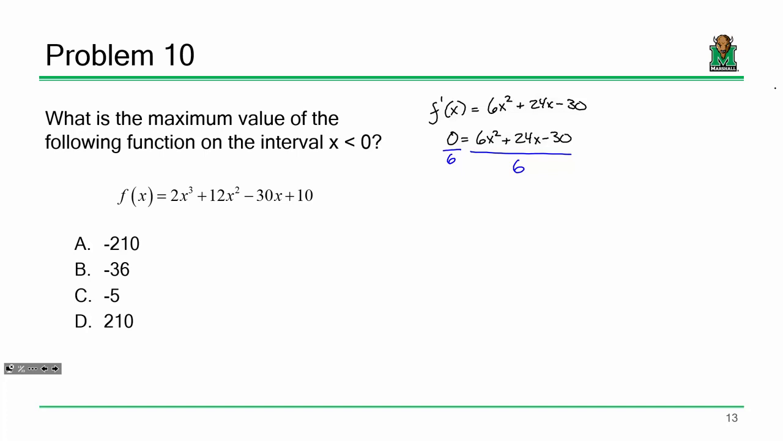Now, if I divide the left side by 6, I'm going to get 0. But if I divide the right side, 6 over 6 is 1. 24 over 6 is 4. And we get that. That one's not too bad, right? Now, do we need to quadratic formula that? What's it going to factor into? There we go.